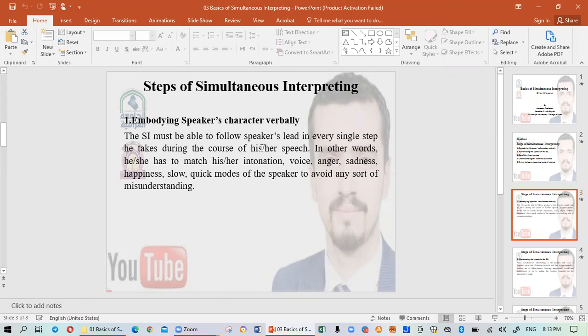You must be able to embody speaker's character on different levels, على مستويات مختلفة. من ضمن هذه المستويات المستوى اللغة، مستوى اللفظة، مستوى التون، مستوى السرعة، مستوى الغضب، الحزن، الفكاهة وما شاكل ذلك. كل هذه الأمور يجب أن تؤخذ نظر الاعتبار.